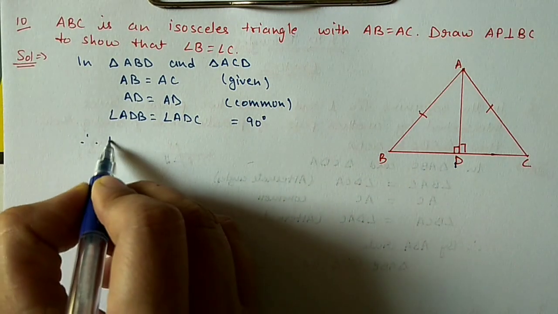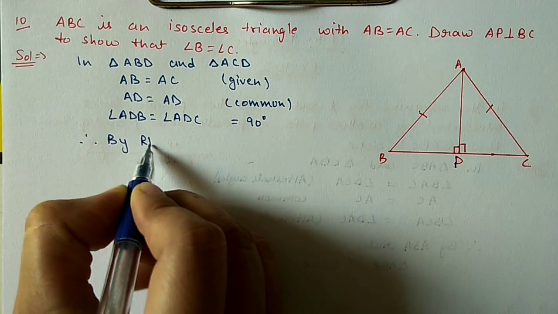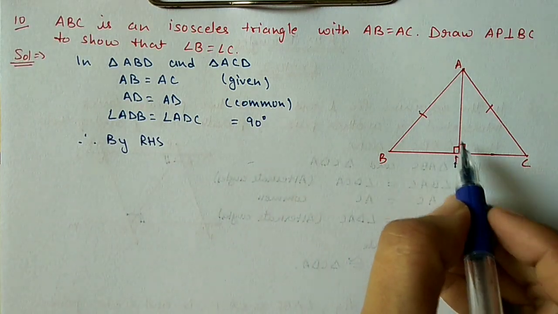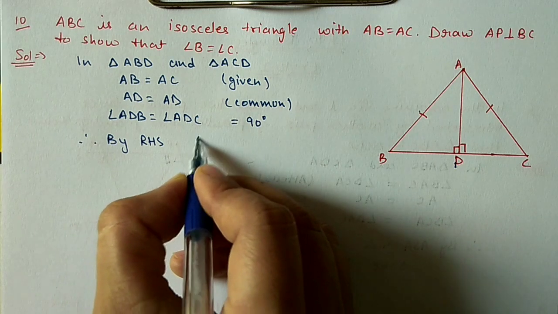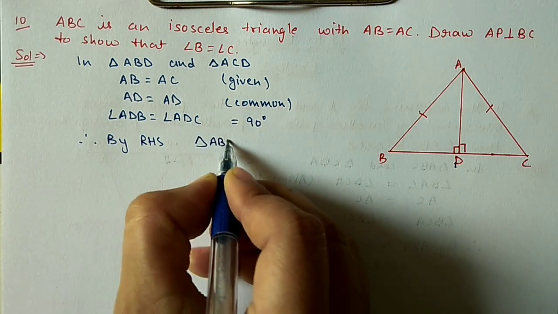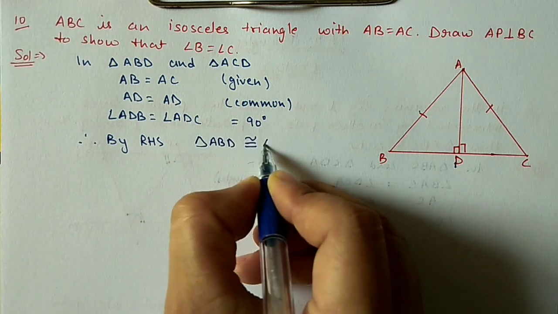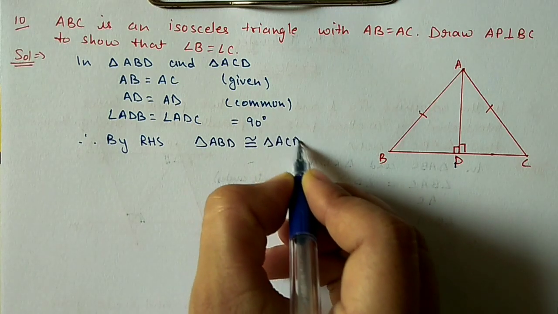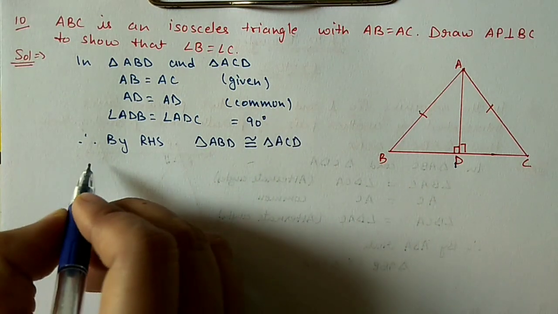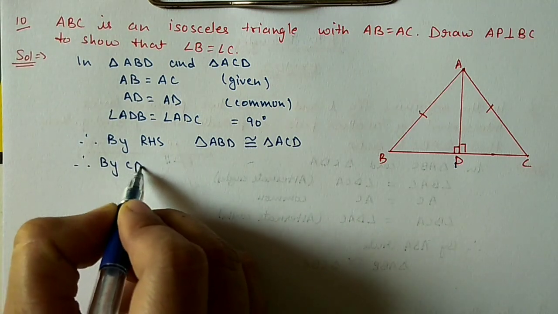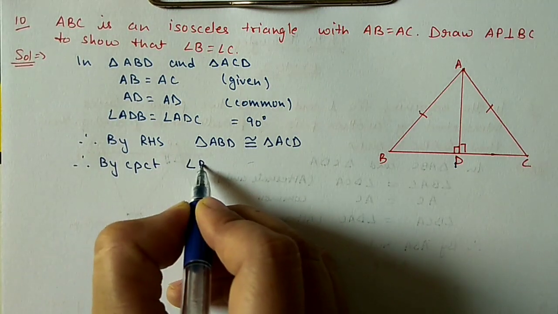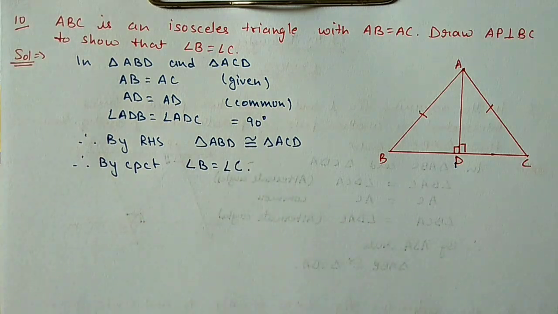So therefore by RHS, right angle, hypotenuse and one side, these two triangles, triangle ABD is congruent to triangle ACD. So by CPCT we can say angle B is equal to angle C.